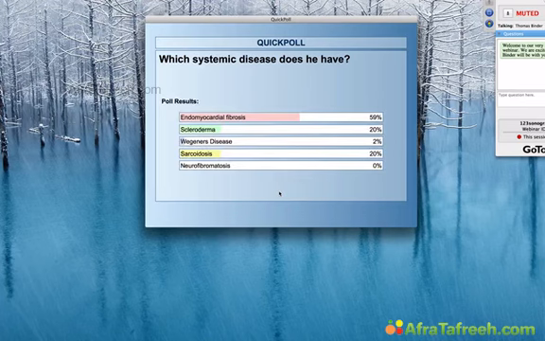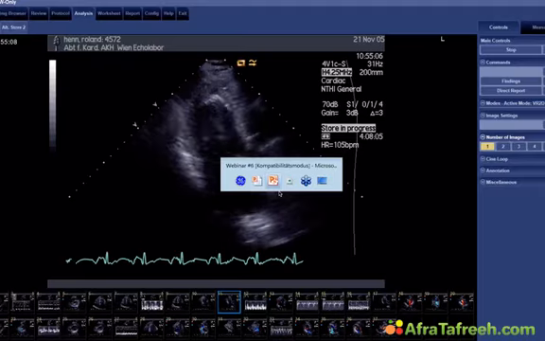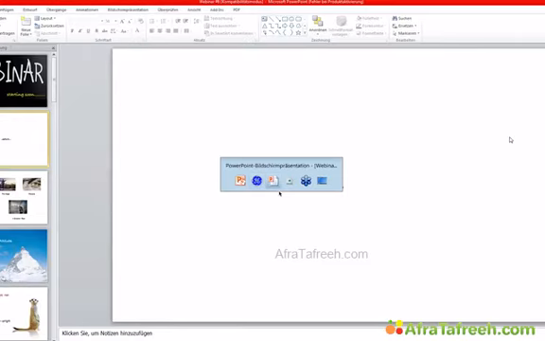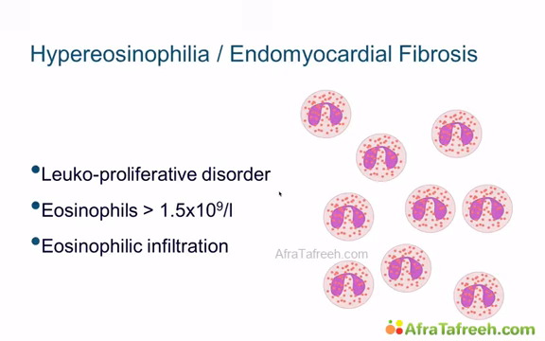Okay, so 59% of you have actually made the right diagnosis of a disease which is very, very uncommon, endomyocardial fibrosis. At least here in Europe we don't see it very frequently, because it is more common in other countries where we have parasitic infection. But let me go back to my presentation and just show you what endomyocardial fibrosis actually is.